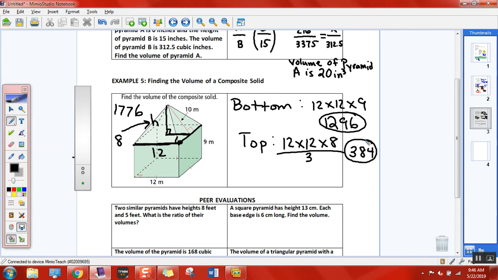384. Layton, can I ask you a question? You're 1776. Did you use 10 as a height? Yeah. Okay. See the difference here? And again, I want to point that out. I kind of figured you guys might go there.